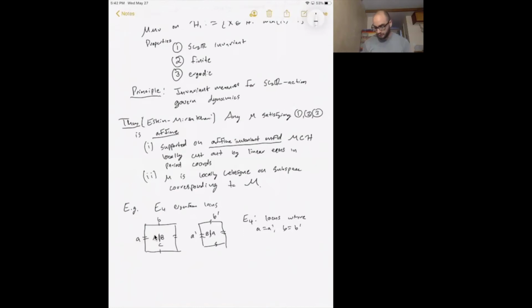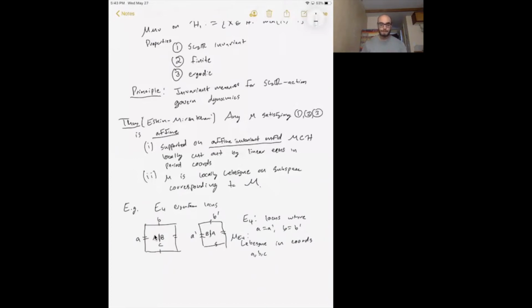So these are linear equations. So this E4 defines an affine invariant manifold. These are two linear equations. They also have to be homogeneous and with real coefficients, and these qualify. So then the measure is Lebesgue measure in the coordinates. So this mu E4 is this affine measure, and it's Lebesgue measure in the coordinates A, B, and C. So in other words, it's locally Lebesgue on the subspace corresponding to M.